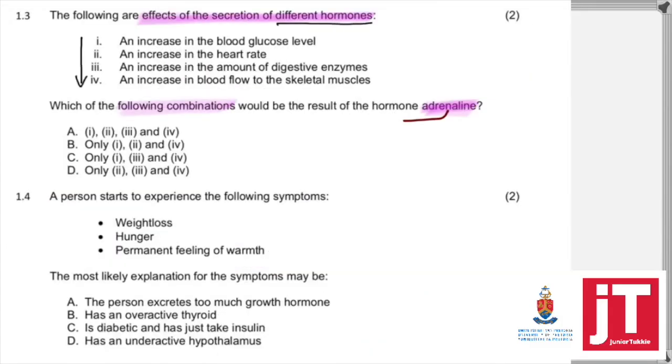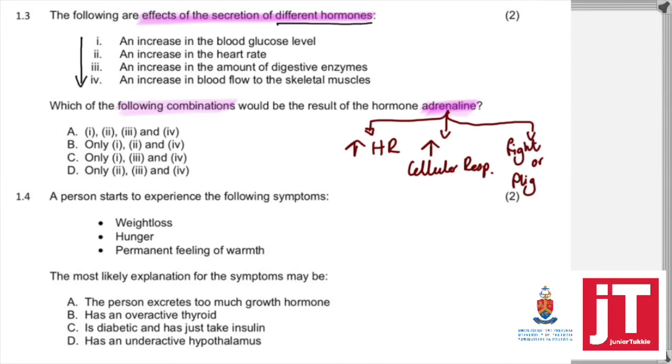Right, let's have a look at question 1.3. If we do an analysis of this question quickly, we see here that we are looking at the effects of the secretion of different hormones, and we get given four options here. An increase in blood glucose level, an increase in heart rate, an increase in the amount of digestive enzyme activity, and an increase in blood flow to skeletal muscles. Now, if those are the effects of the secretion of a specific hormone, we need to look at the combination of these options as being the result of the secretion of adrenaline as our hormone. Now, that's where our analysis is going to happen.